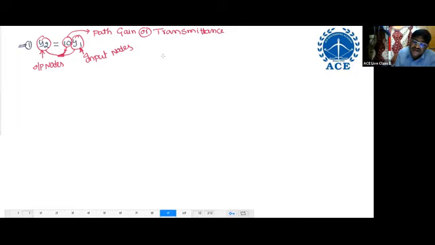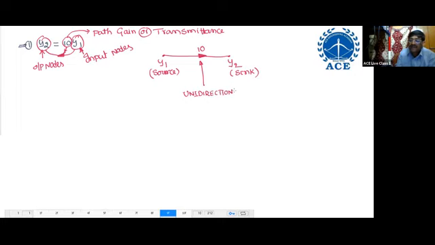Now draw the signal flow graph. Y1 is an input node. Y2 is an output node. The direction is always from Y1 to Y2. That constant 10 acts as a path gain. This Y1 is called source. Y2 is called sink. The signal flow graph and block diagrams are unidirectional. The arrow represents the direction of the signal.